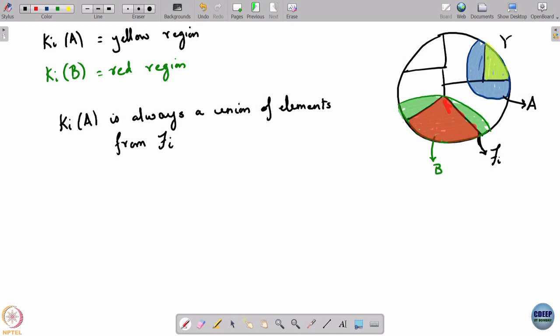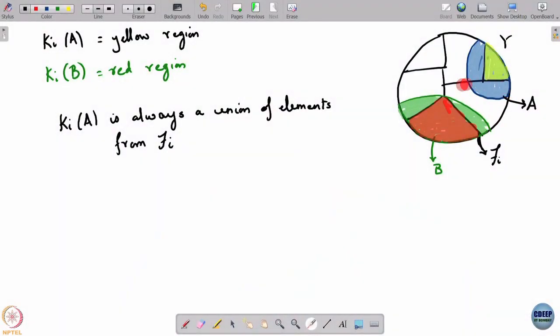Now, what does this mean? Essentially, if you take any event A, the Ki of A is going to be formed by taking the union of elements of the partition of player I. The elements of the partition of player I which intersect A but are not completely enclosed in A are not included in Ki of A, right. So, in particular, you look at something like this. This here is an element of player I's partition. It intersects A, but it is not completely enclosed in A, right. It is not a subset of A.